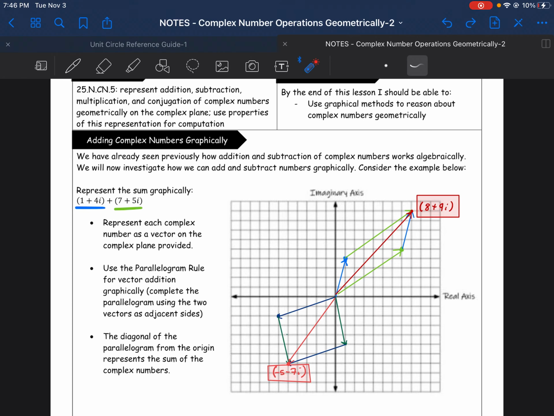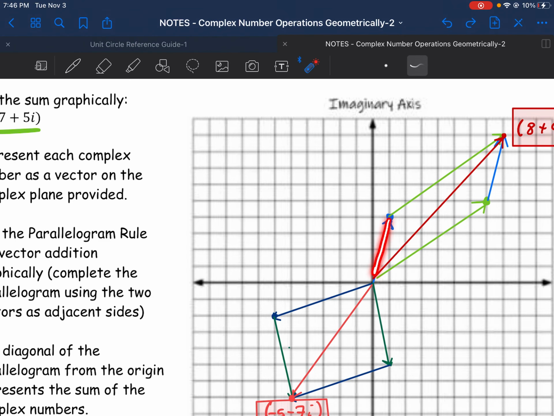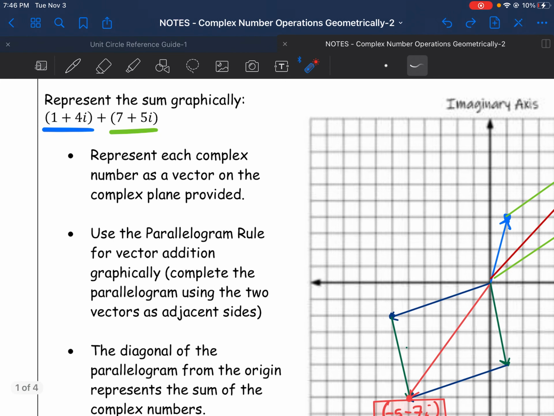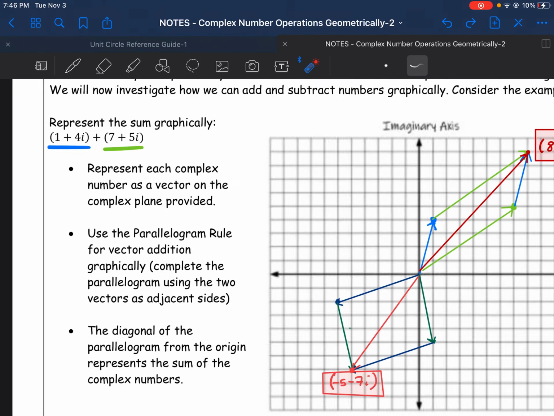I'm going to represent 1 plus 4i as a blue vector. So coming over here, here's the vector 1 plus 4i. And I want to represent the complex number 7 plus 5i with a green vector. Again, these are just the colors I'm choosing. But here's that vector 7 plus 5i right there in green.